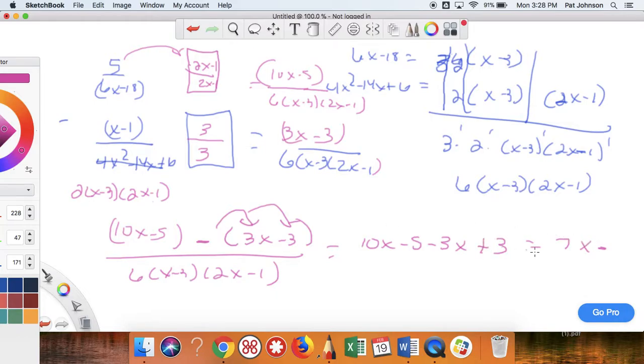oh, this is a plus. I didn't think so. Minus 2 all over your least common multiple. Again, it's tied together, so I can't factor anything out of here, and this is in factored form and nothing's the same, so that is your answer.